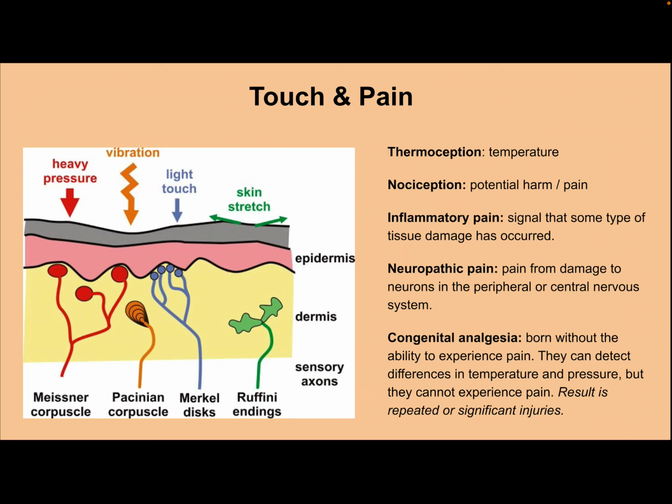So again, you don't need to know all the details of the different receptors. Just know that there are receptors in the skin that can feel things like pressure or stretching or vibration or touch. And then we have the open-ended nerves that sense temperature and pain.